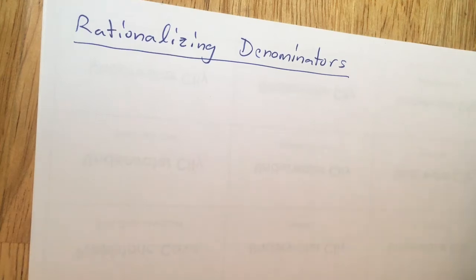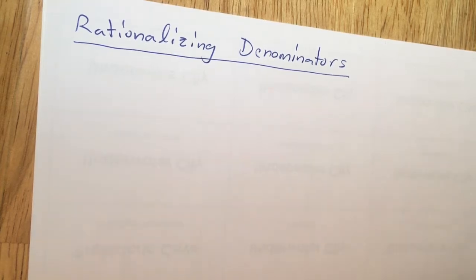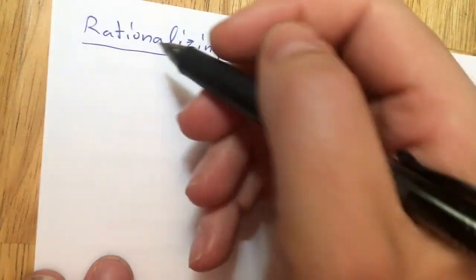Hi everyone. In this video we are going to practice rationalizing denominators. So when you have a fraction, you can look at the denominator and ask, is it a rational number? If it's not a rational number, we can take some steps to make sure that it is. And that's important to do. It's an important step in simplification. So let me give you an example here.